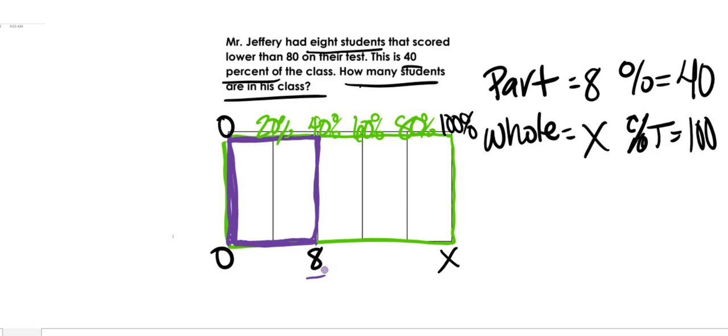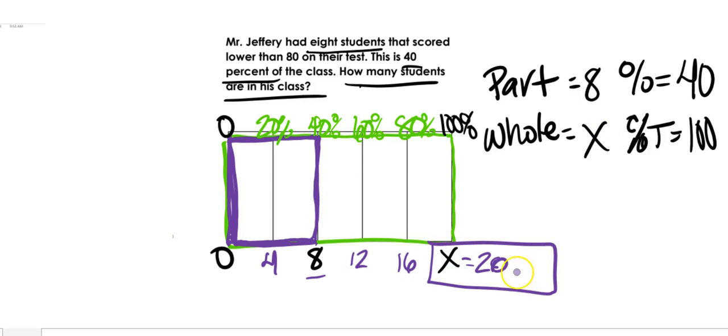So here's what we do. We take this 8 and we divide it by 2. 8 divided by 2 is 4. So we are counting the bottom by 4s. So we have 4, 8, 12, 16, and then 16 plus 4 is 20. So we're looking for our whole, which is our X. We just found our X. So our X equals 20 students in Mr. Jeffrey's class. That is how you use a percent bar model to find the whole when you're given a part and a percent.